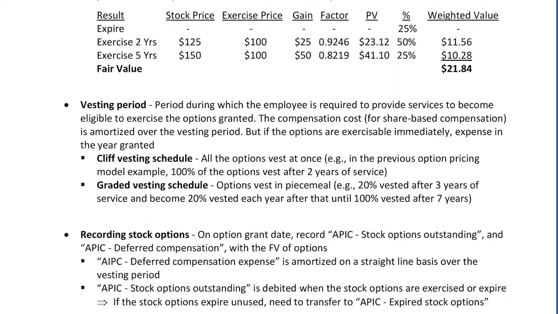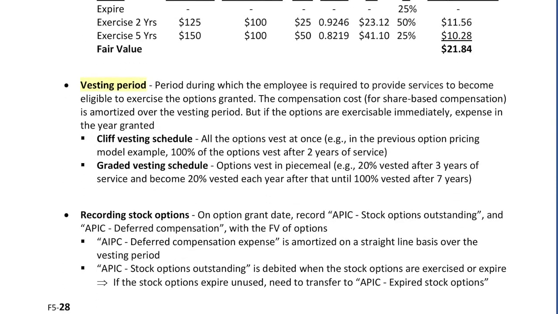Now, moving down on this page, we're looking at the vesting period. That's the period over which the employee is required to provide services. So it could be a cliff vesting schedule where all the options vest at once. It could also be a graded vesting schedule where options vest in piecemeal. Now we're going to talk about recording stock options and make a note there, use fair value on option grant date.